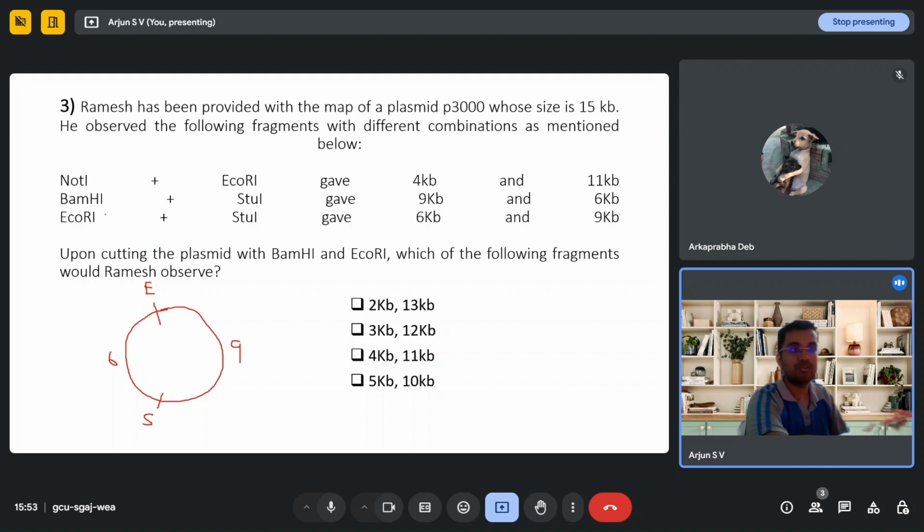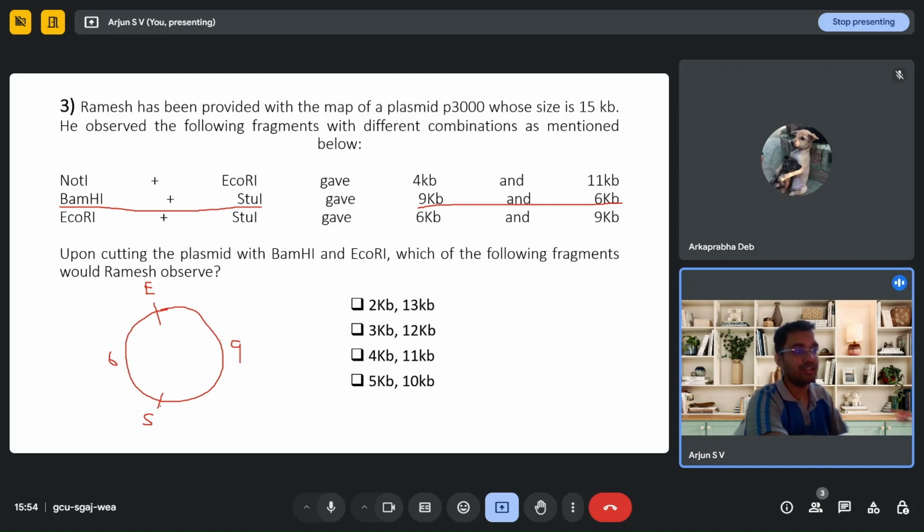So let's go to the next case. BamH1 and StuI give 9 kb and 6 kb. We already have StuI. Instead of EcoR1, we should see where BamH1 will fall. The placement of BamH1 relative to this will depend on how the fragments will be distributed. So BamH1 and StuI give 9 kilobases and 6 kilobases.